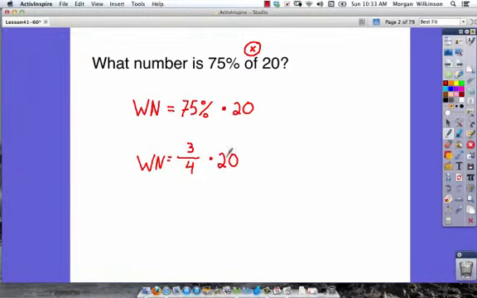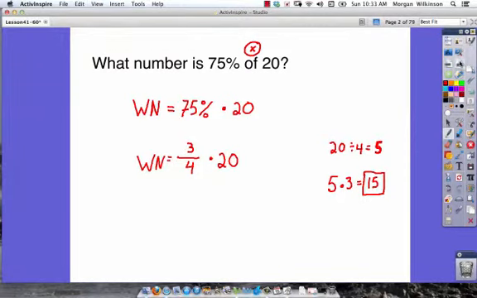In order to do this problem, we want to break 20 into 4 equal parts. 20 divided by 4 is 5. That would be 1/4 of 20, but we have 3/4 of 20. So we've got to take 5 and multiply it by 3 to get our answer of 15. And we're all done. So what number is 3/4 of 20? Well, 15 is 3/4 of 20. We make our percent into a fraction, divide into 4 equal parts, and multiply by our numerator of 3 to find the answer.